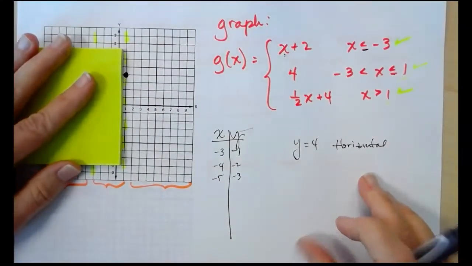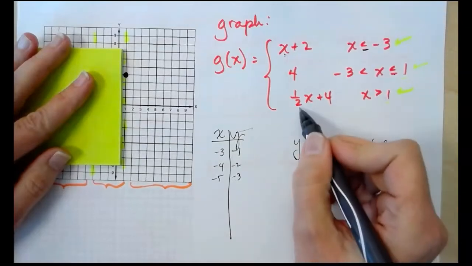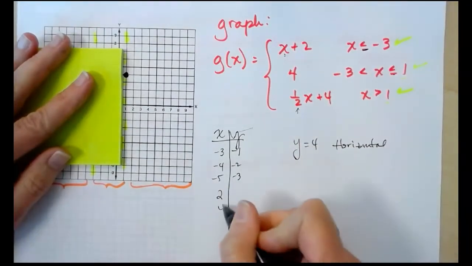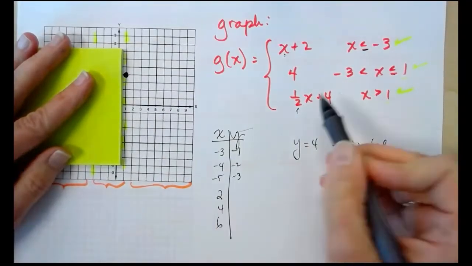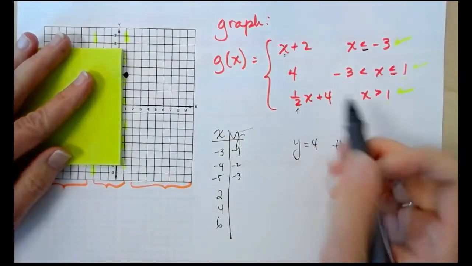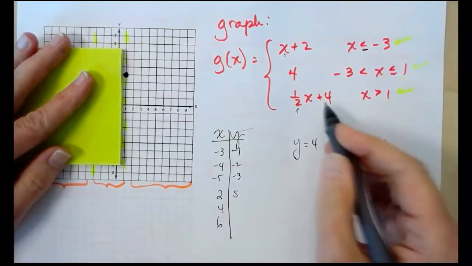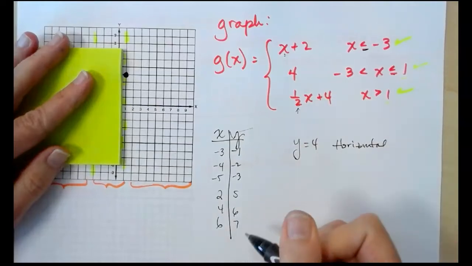Next piece of the domain, everything greater than 1. Let's plug in a few values. And we're going to multiply by 1/2, so I'm only going to choose evens. How about 2? How about 4? How about 6? So g of 2, 1/2 of 2 is 1. 1 plus 4 is 5. Half of 4 is 2. 2 plus 4 is 6. Half of 6 is 3. 3 plus 4 is 7.